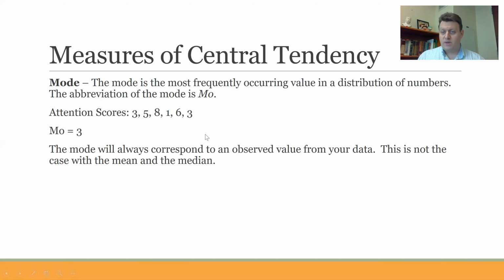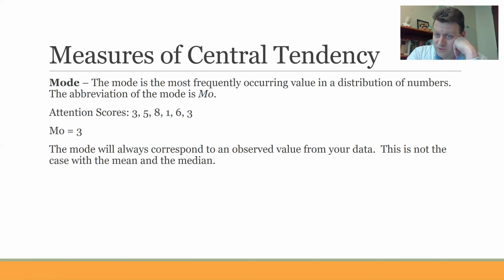The good thing about the mode is it's always going to correspond to an actual data point in your data set. Unlike the mean, which might have nothing to do with any of the data points in your data set, the mode always is going to correspond to real data in your data set. It's easy to calculate the mode if we have a discrete variable, because discrete variables have a finite amount of values that they can take. So you can calculate a mode fairly easily with a discrete variable.